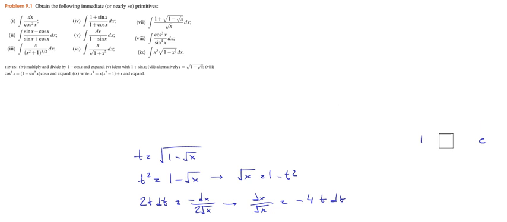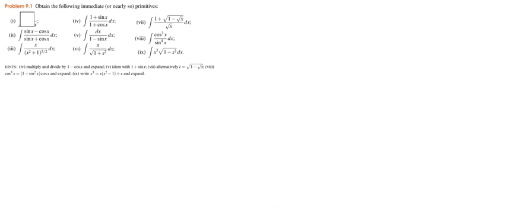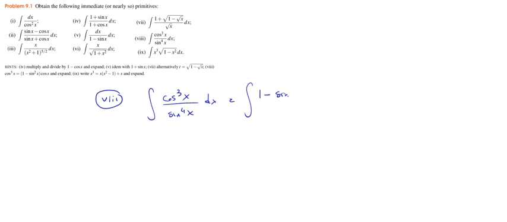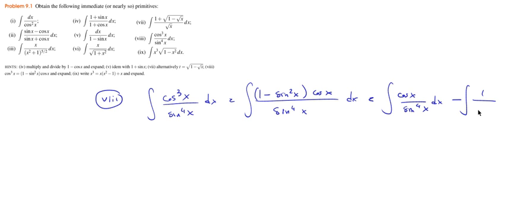Now let's see. Part 8. You have the primitive of the cosine cubed divided by the sine to the 4th dx. And in 8 it says write the cosine cubed as 1 minus the sine squared times the cosine. So 1 minus the sine squared times the cosine divided by the sine to the 4th dx, and then we expand. This is the cosine of x divided by the sine to the 4th, minus 1 over the sine squared.